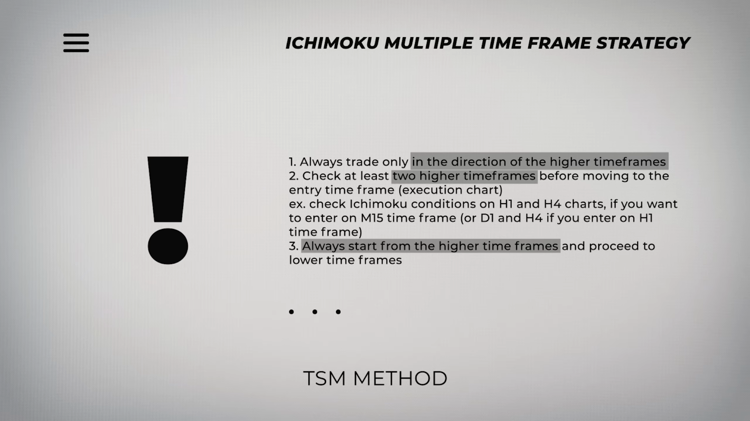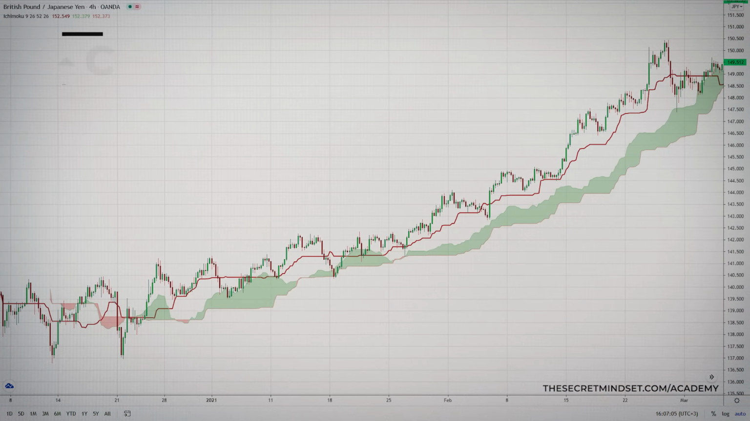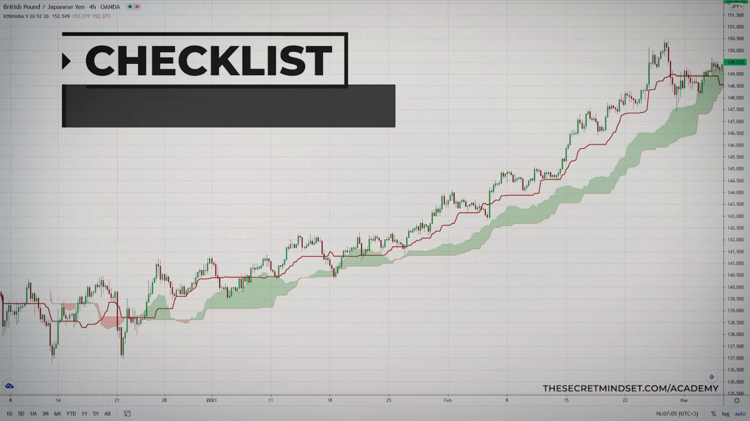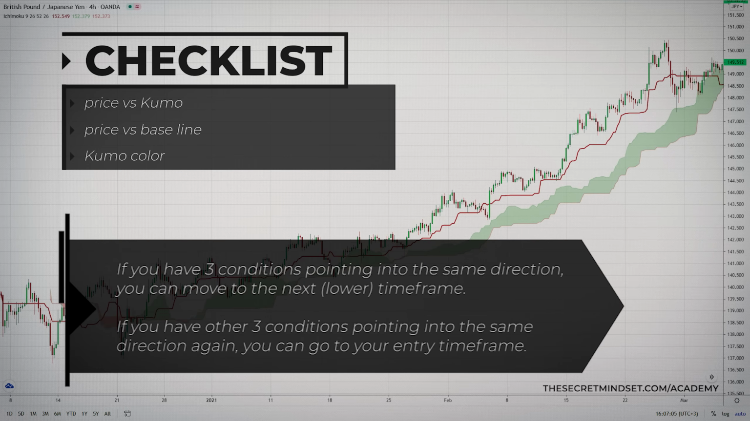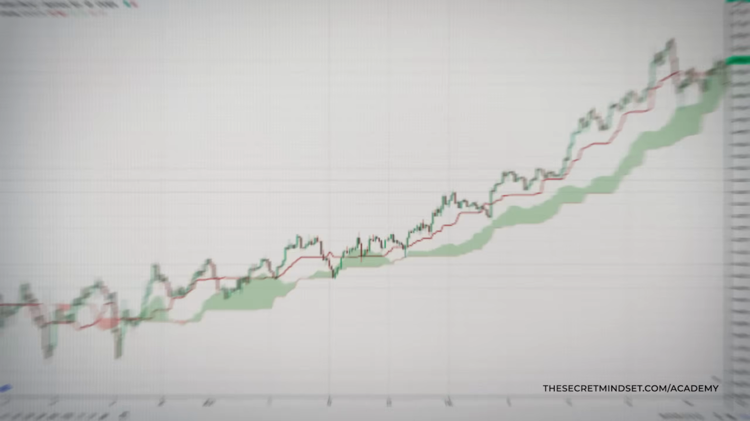Always start from the higher time frames and proceed to the lower time frames and never enter against the higher time frames. Use this checklist with your daily trading routine. If you have 3 conditions pointing into the same direction, you can move to the next lower time frame. If you have other 3 conditions pointing into the same direction again, you can go to your entry time frame.